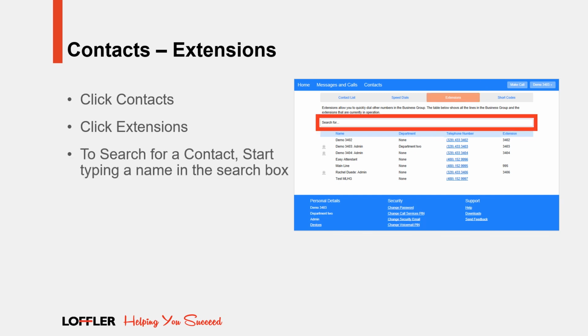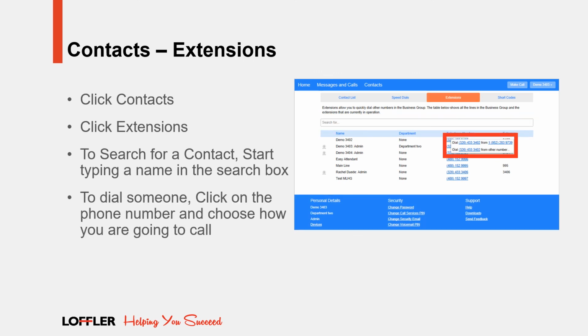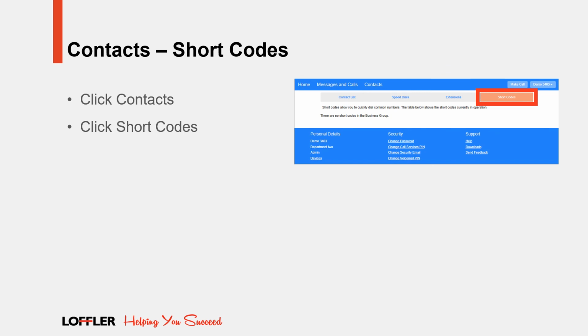Click Extensions to see all the extensions that are in use for your business group. To search for a specific contact, start typing a name in the search box. To dial someone, click on the phone number and choose how you are going to call. To see any global shortcodes that exist for your business group, click on Shortcodes. Shortcodes are similar to speed dials, but they are available for everyone and not personalized.